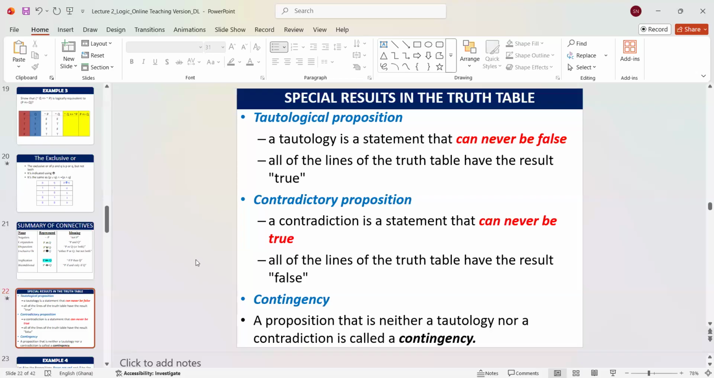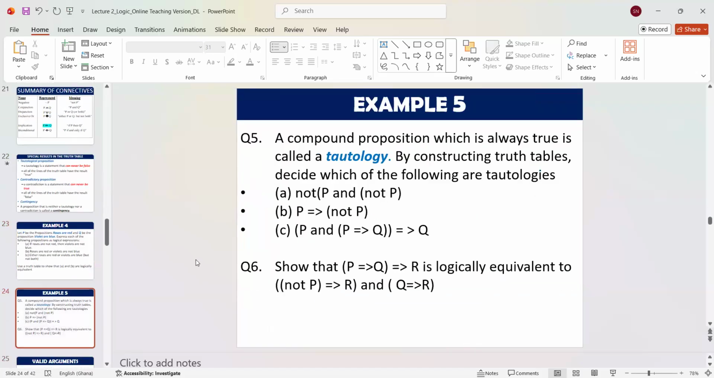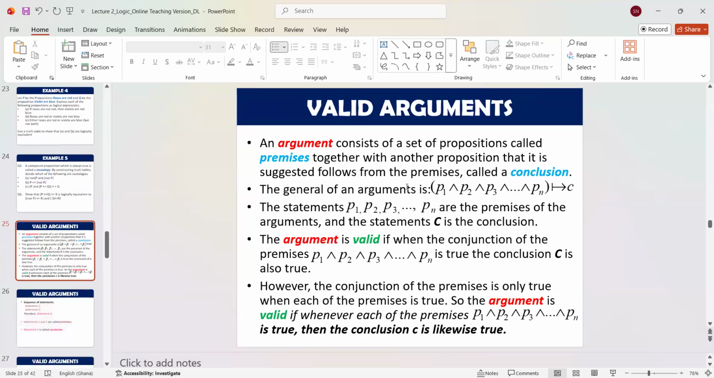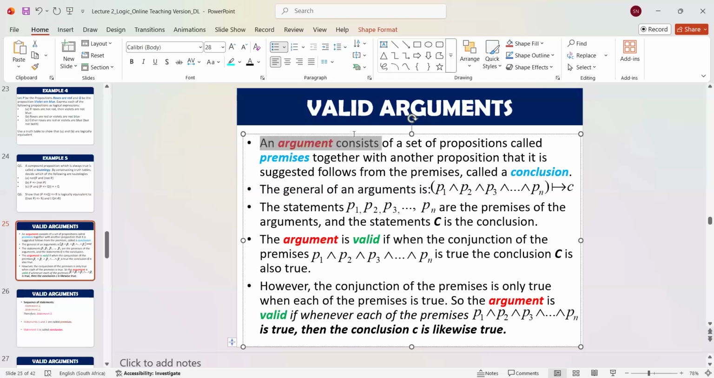Okay. So those were the examples we saw last week. So this is where we are. What makes a statement valid, or what makes an argument valid? Let's go through the rules, and then we will go to the Excel to solve an example there. Now, an argument consists of a set of propositions.